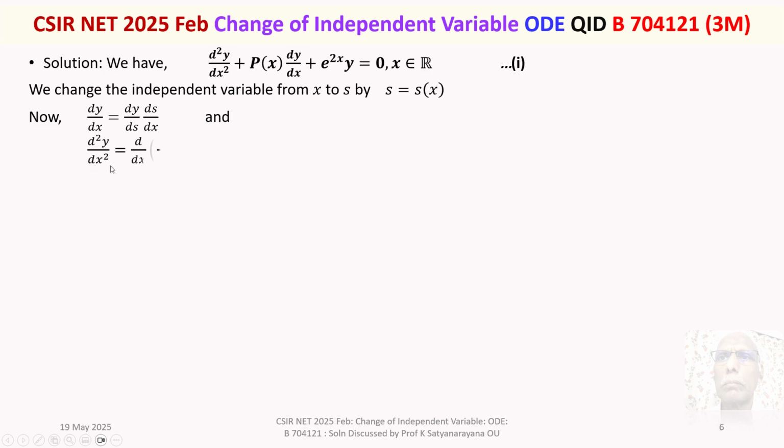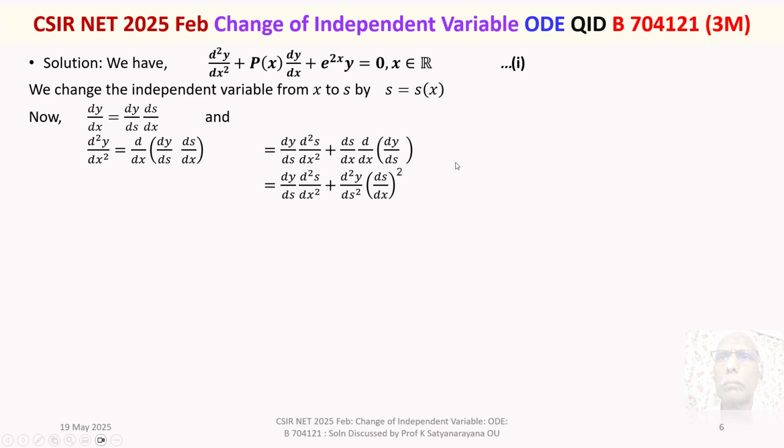And d square y by dx square is equal to d by dx of dy by ds multiplied by ds by dx. First function dy by ds and d by dx of ds by dx is d square s by dx square, plus ds by dx multiplied by d by dx of dy by ds. And d by dx of dy by ds is d by ds of dy by ds into ds by dx, then it will be ds by dx into d square y by ds square. That is the second term. Right. Take these things and substitute in the given equation.